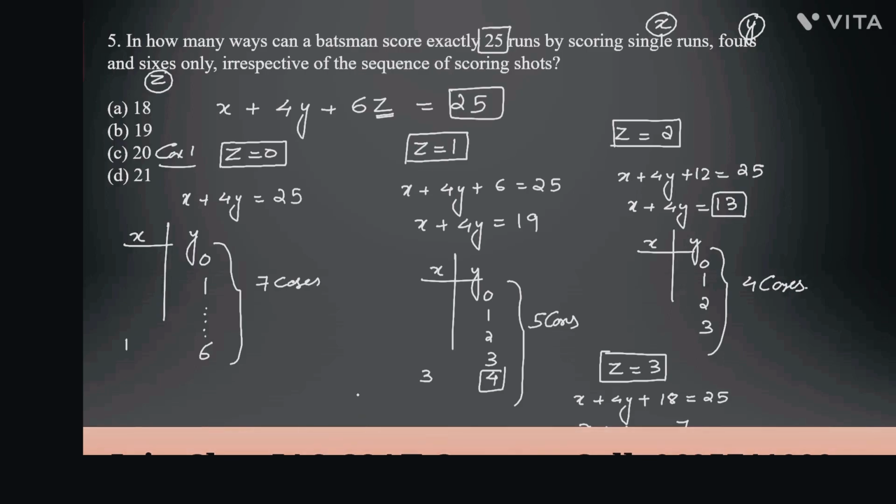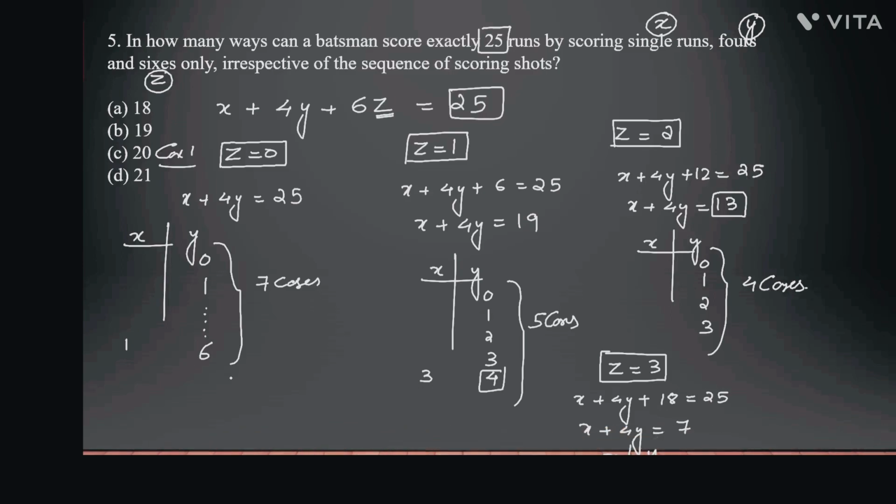What about the next case? So case number 5, where Z is equal to 4. That's a maximum possible value for Z. Z can be 4. That's a maximum possible case, right? So when Z is equal to 4, I'm just forming the equation, that is X plus 4Y plus 24 is equal to 25. That means X plus 4Y is equal to 1. Only one possible scenario is here. That means X is equal to 1 and Y is equal to 0. That's only possible because total runs he scored from singles and 4s is just 1. That means Y has to be 0. So there is only one case here.